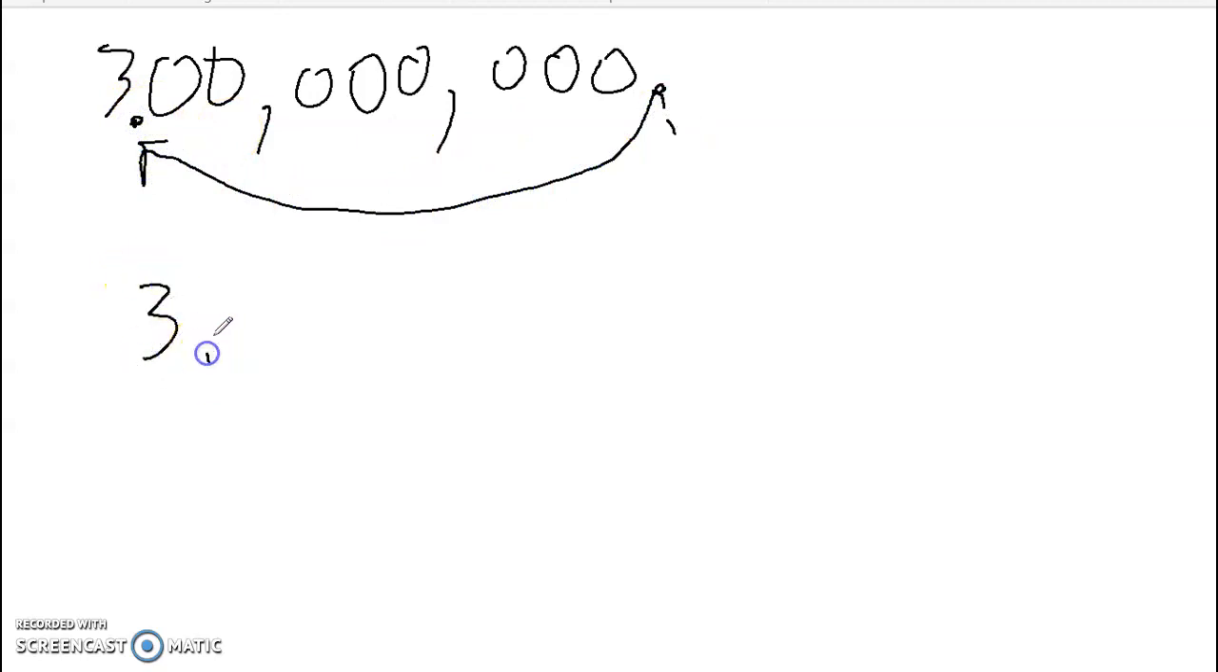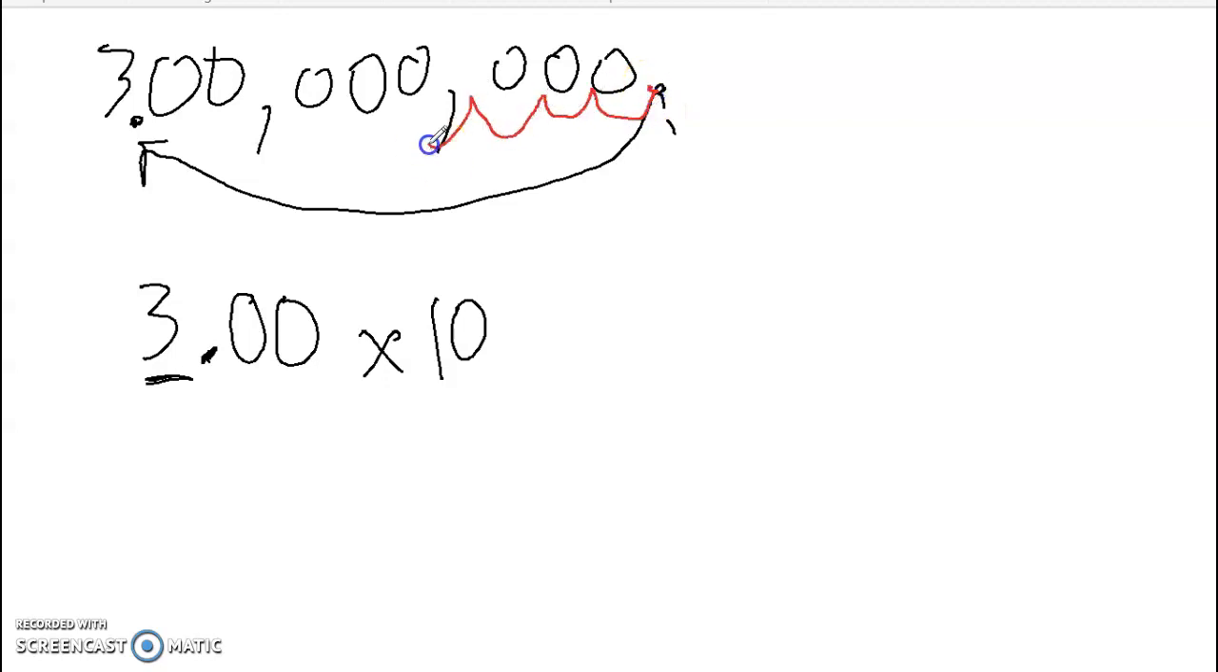So I'm going to write 3 decimal, and now I'm going to go ahead and add a couple zeros after the number, or after the decimal point. And scientific notation is always a number in front of the decimal, followed by at least one number after. In this case, we have 3.00 times 10 raised to some exponent. Now that exponent comes from here. How many places did we move the decimal?